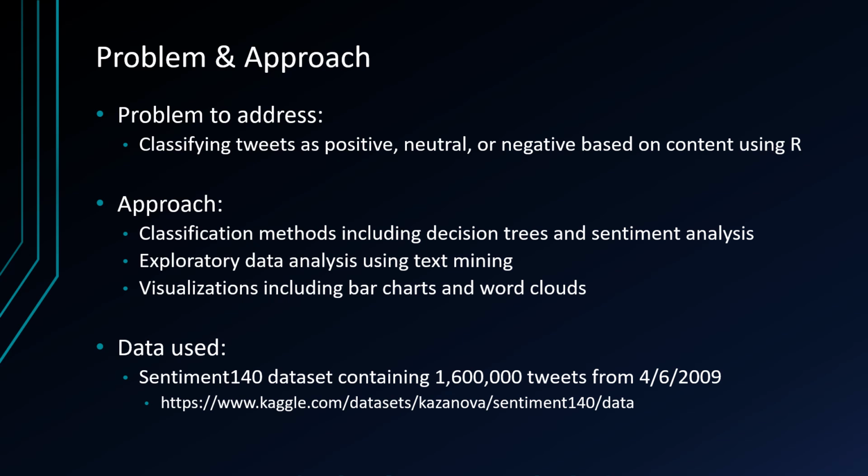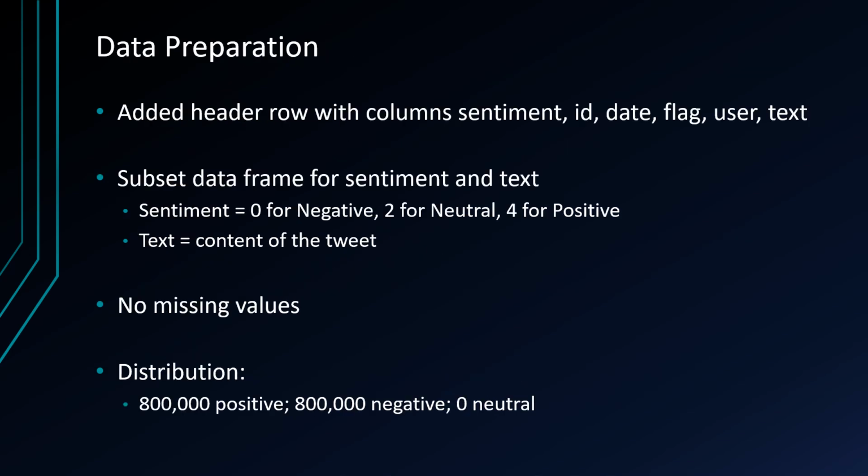The dataset used was obtained from the Sentiment 140 dataset on Kaggle. It can be viewed at the URL on the slide. The dataset contains a whopping 1,600,000 tweets scraped from Twitter on April 6, 2009. After loading the data, the variables sentiment and text were subset into a new data frame for text mining and classification. The sentiment levels, according to the original dataset description, were 0 equals negative, 2 equals neutral, 4 equals positive. The text variable contained the content of the tweets.